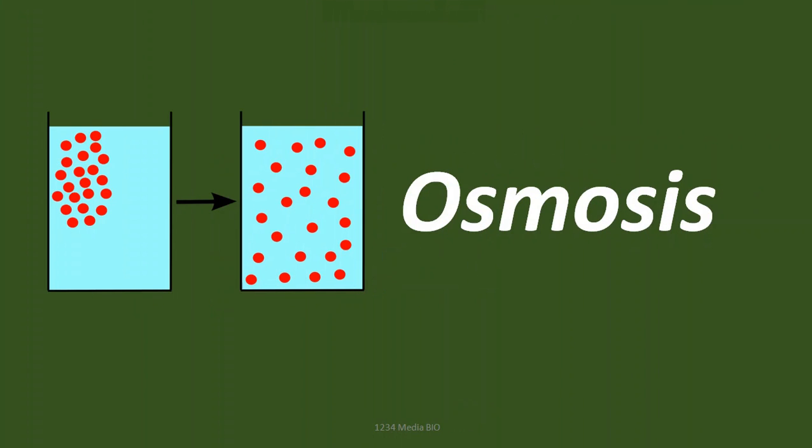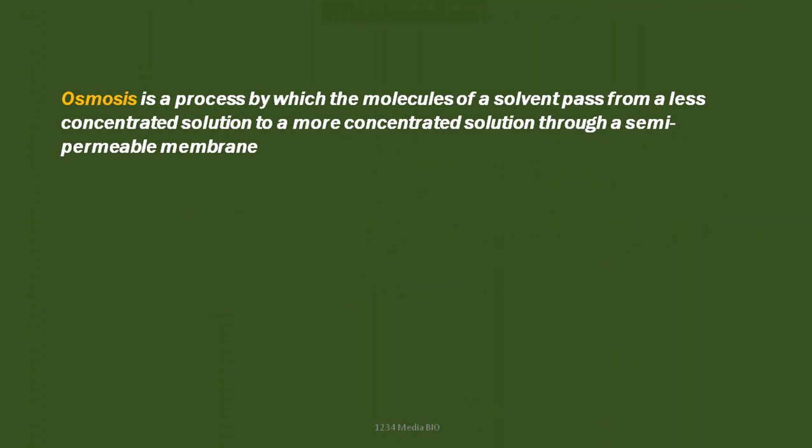In this video we're gonna talk about osmosis. Osmosis is a process by which the molecules of a solvent pass from a less concentrated solution to a more concentrated solution through a semi-permeable membrane.